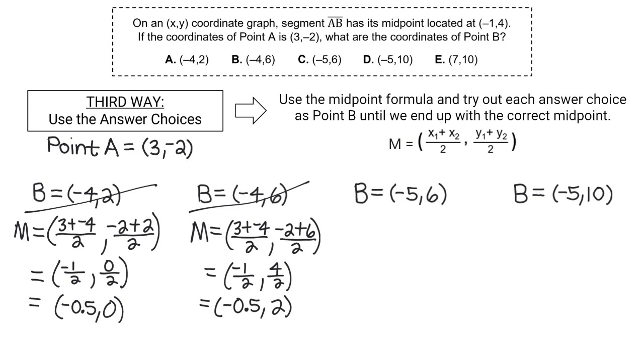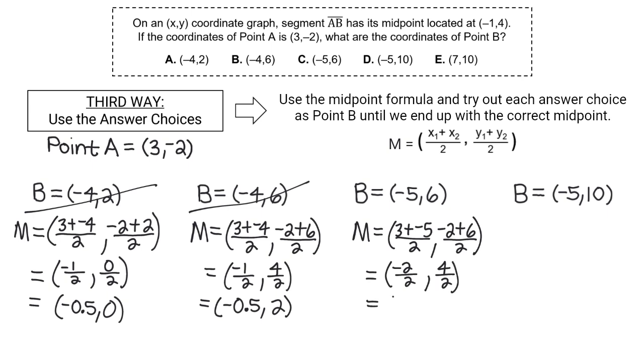Now using point A and letting point B be -5, 6, you're going to end up with a midpoint of (3 plus -5)/2, and (-2 plus 6)/2 for the y's. That's going to give us -2/2 for the x's, 4/2 for the y's. That's going to give us coordinates of -1, 2. That's not the midpoint of -1, 4, so we know this one's wrong.